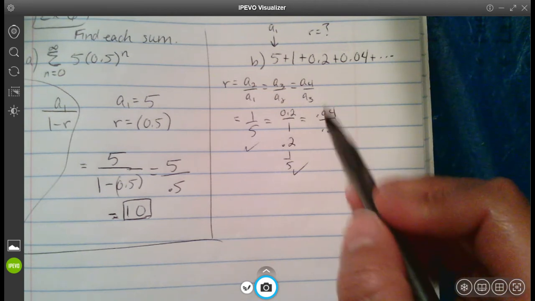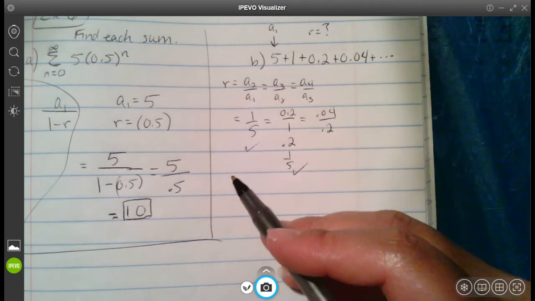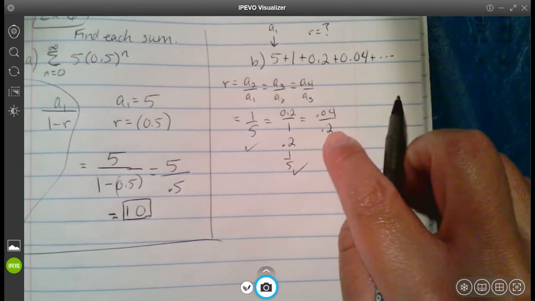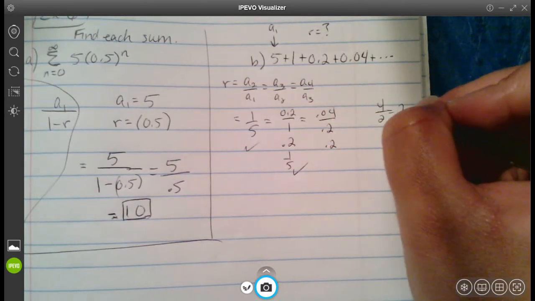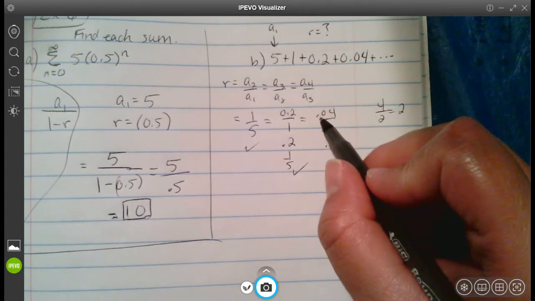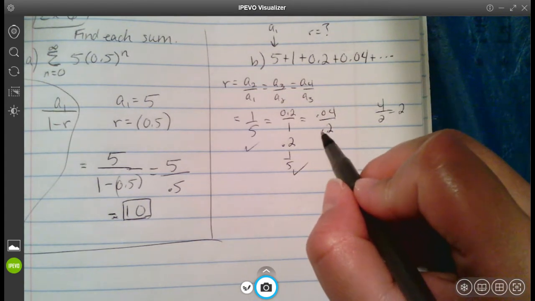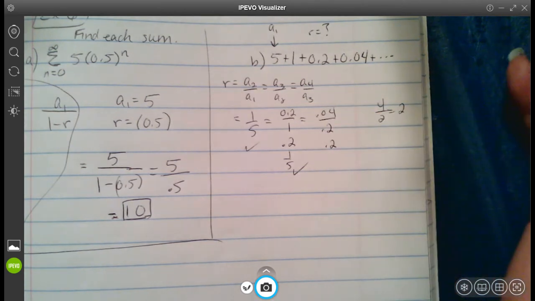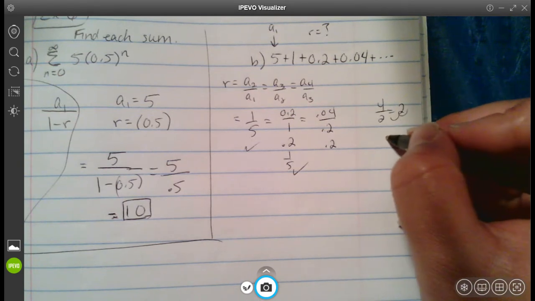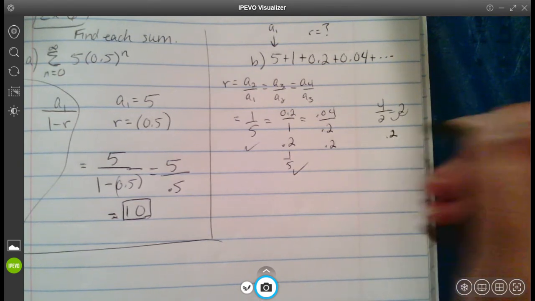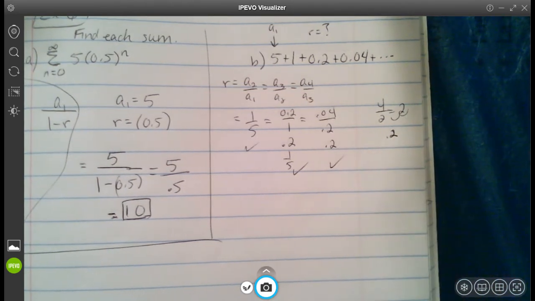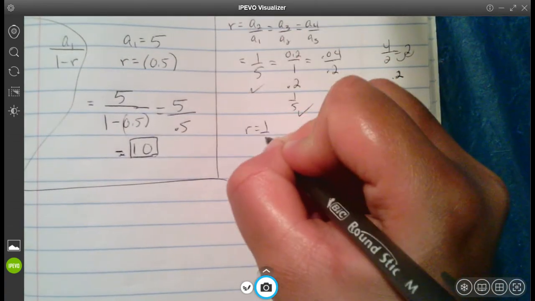0.04 divided by 0.2 is like saying 4 divided by 2, which is going to be 2, but you have these decimal spots, so it's going to move it over and that's going to give us also 0.2. So again, if you didn't follow this part, it's like saying 4 divided by 2 is 2. The decimals just have one spot moved over because you're dividing, so one of the decimal spots cancels, if you want to think of it that way. So we get 0.2. So we're good. And again, you can check it if you don't believe me. So our r looks like it's going to be equal to 1/5.